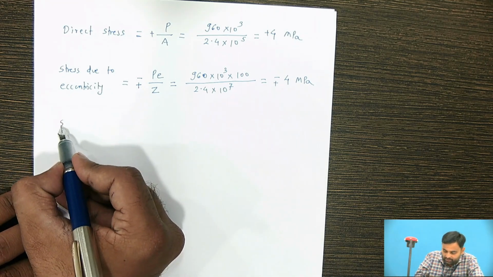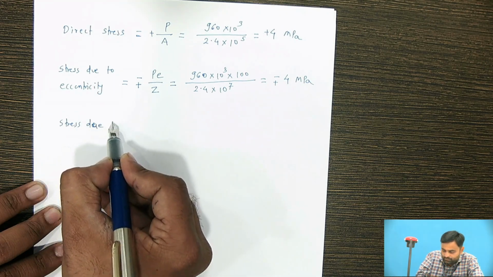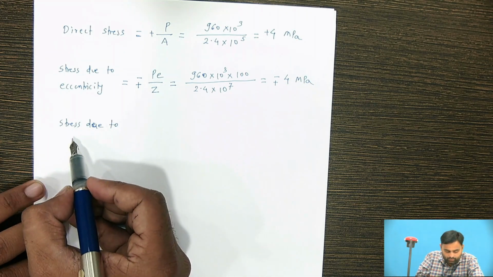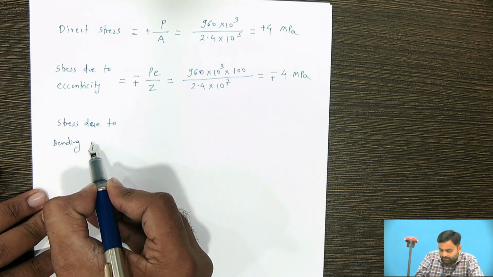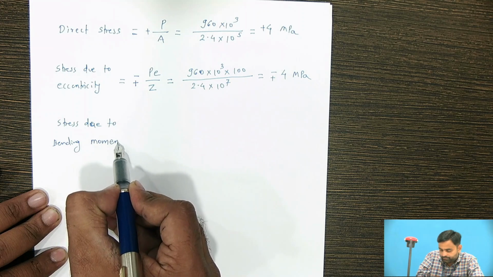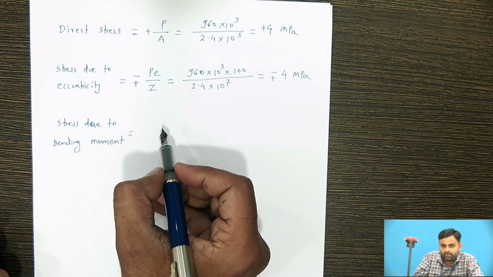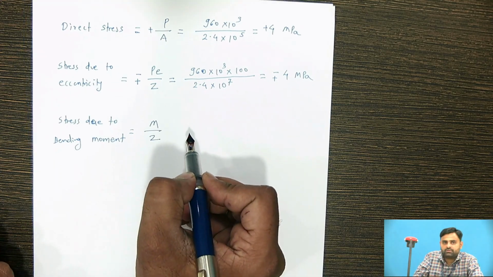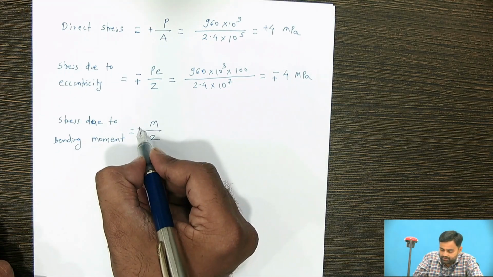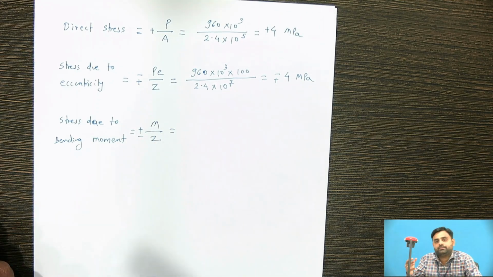After that, calculate the stress due to bending moment. The stress due to bending moment can be calculated as M by Z, plus and minus. So at the topmost fiber it is plus, at the bottom fiber it is minus.